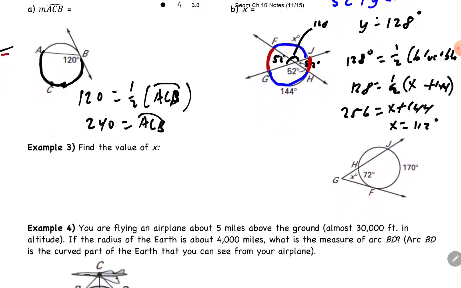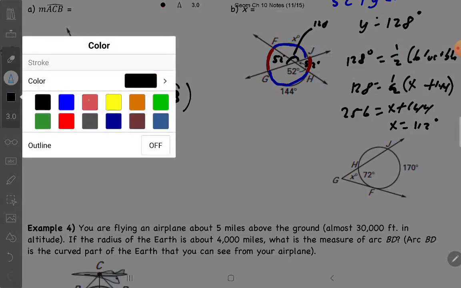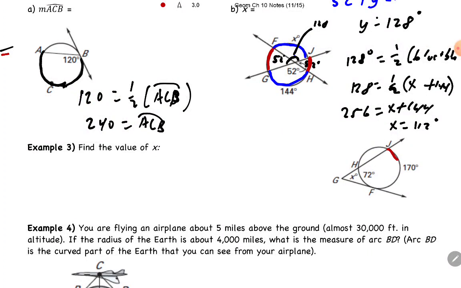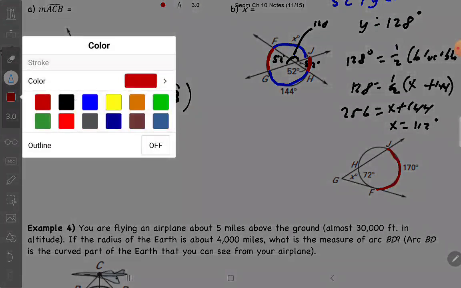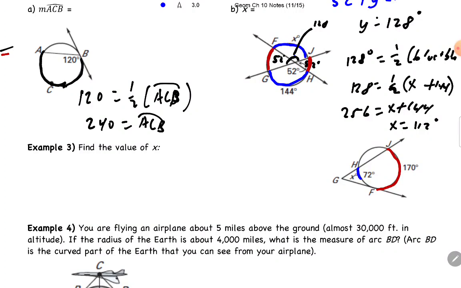Example 3, find the value of x. Okay, so in this one, we have an angle outside the circle, and all we need to do is take 1/2 of red minus blue.